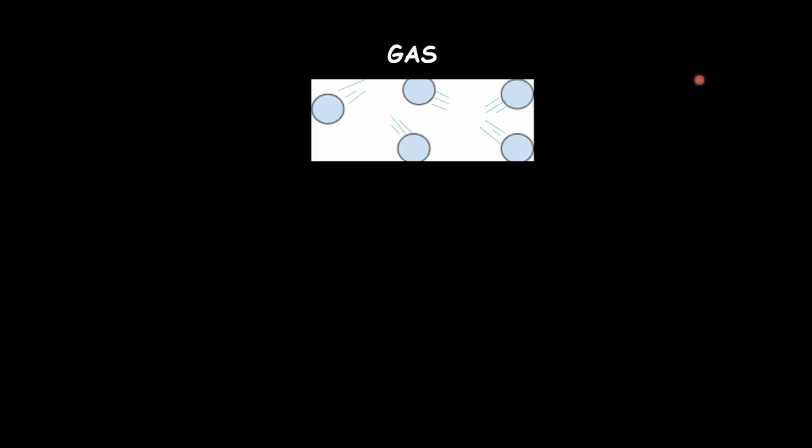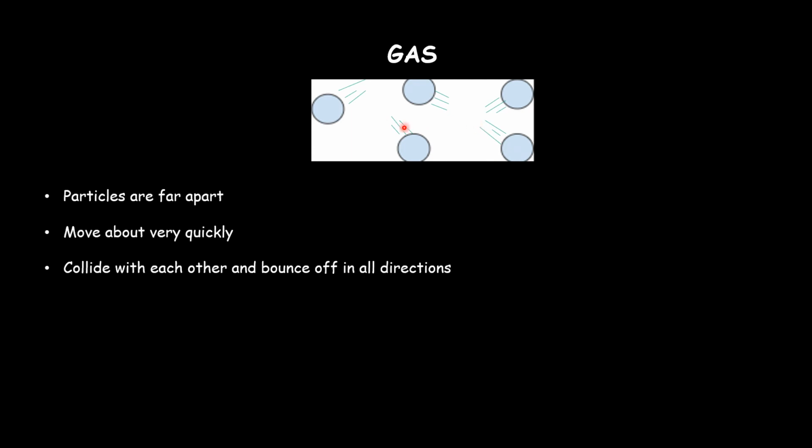And finally, we can look at gases. As seen in this picture, the gas particles are very far apart. They also move very quickly. These gas particles can collide with each other and bounce off in all directions.